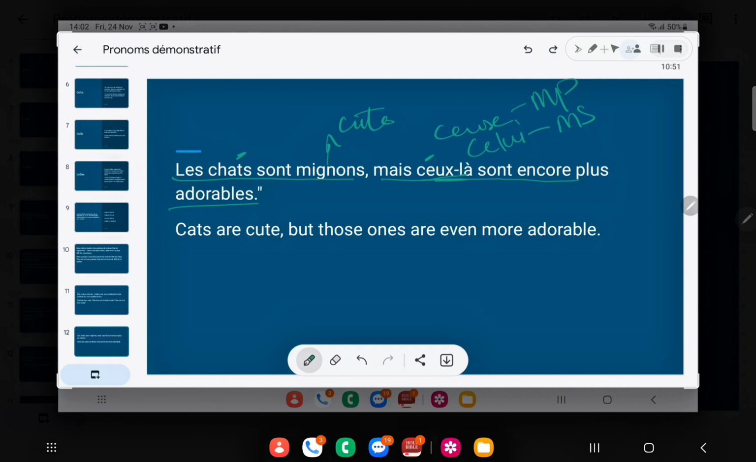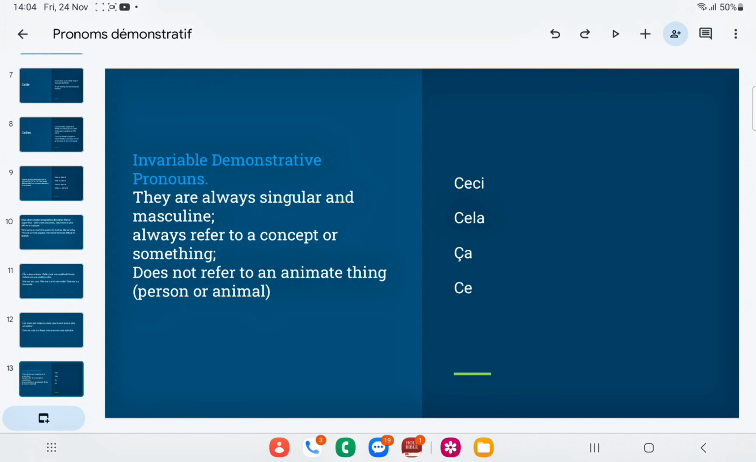So let's continue. Cats are cute, but those ones are even more adorable. Ceux-là being referenced by those ones. Those ones, you can infer that the speaker is imploring you to look at somewhere, trying to show you the location of the cat he is talking about. Voilà. So let's move on finally to invariable demonstrative pronouns.